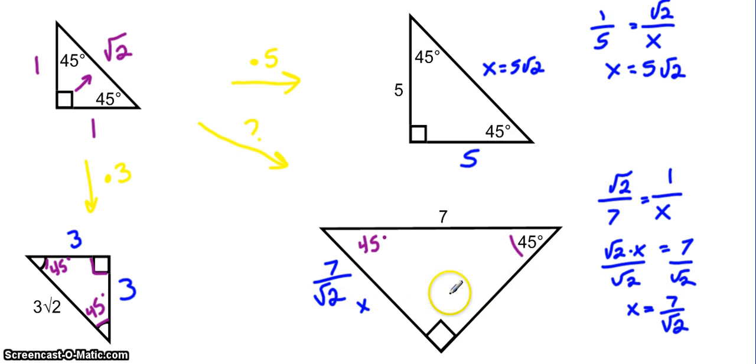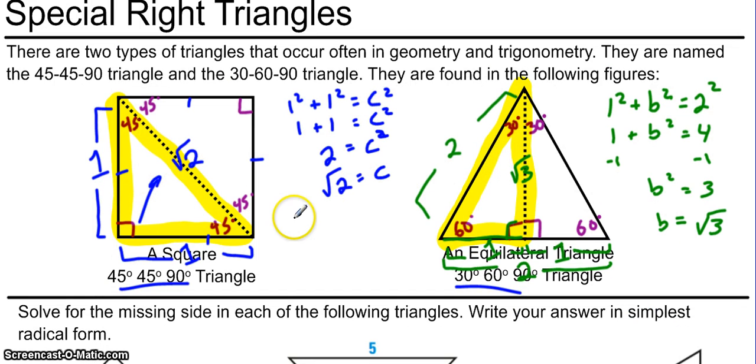And since these two sides are equal, this is kind of an isosceles right triangle, this is also 7 over square root of 2. Now later on in this video, we're going to talk about why this kind of answer might not be the best answer for us, but for now we're going to leave it as 7 over square root of 2. Now that we've talked about 45, 45, 90 triangles and how they work, let's take a look at these 30, 60, 90 triangles.